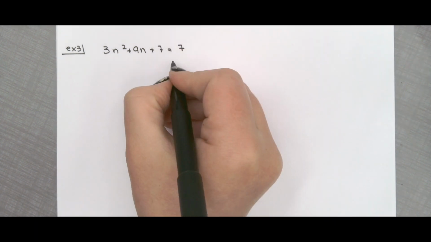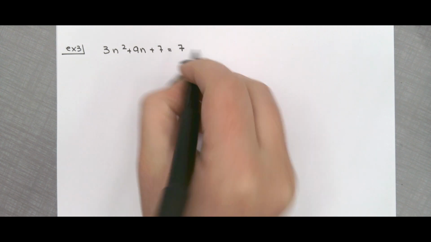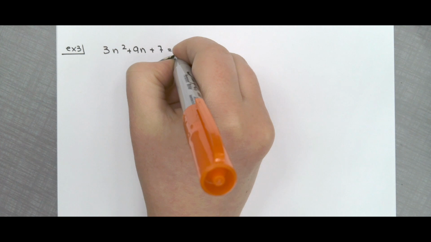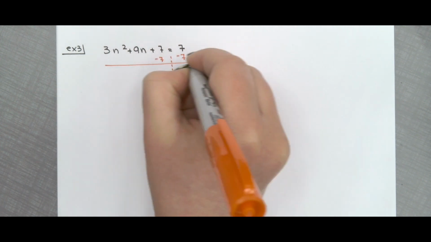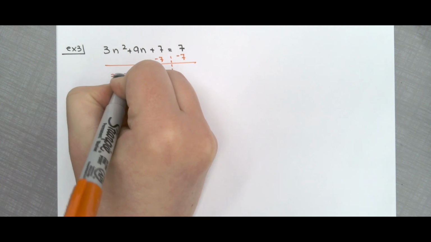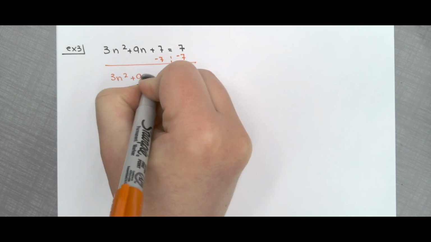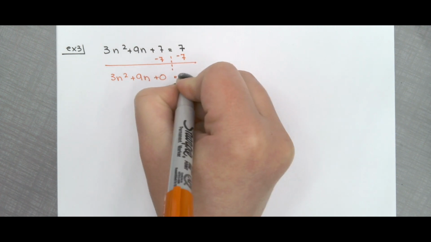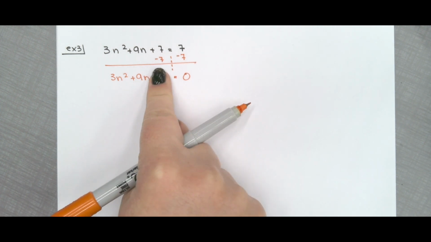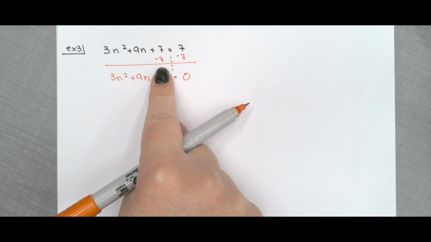Alrighty, let's give it a shot. Step number 1, you're going to move everything over. So I am moving the 7. Now, which 7? Well, the one that is on the other side. We want everything on one side. So we got 3n squared plus 9n, and this ends up being 0. If you want to put a 0 here, that's fine. If you want to put nothing, that's also okay.